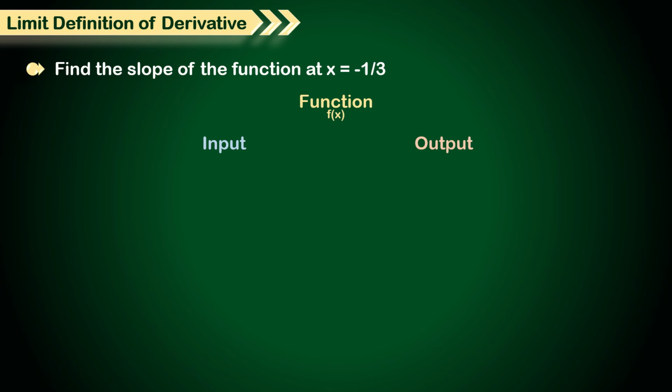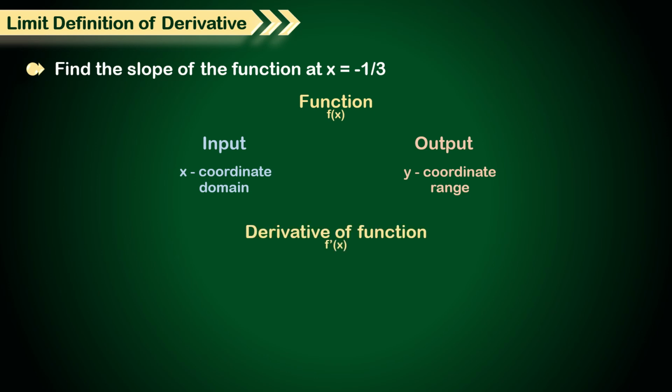Input is the x-coordinate or domain, and the output when you substitute the x-coordinate to the function is the y-coordinate or range. The derivative of a function is also a function that has input and output. Input is the x-coordinate or our domain, and the output is the slope of the function. Thus, the original function gives you the y-coordinate while the derivative gives you the slope of the function.